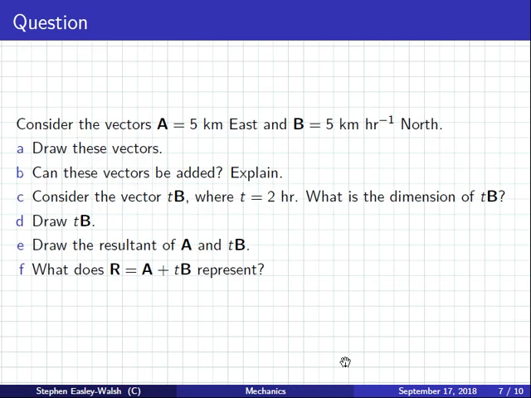So let's look at this one. I think before I do it, I want you to try it first, because I think you can do it. I believe in you. So I will do this one in 2 minutes, but I want to see if you can do it. So the first thing I want to do is to draw these vectors. Vector A is 5 kilometers east, and vector B is 5 kilometers per hour north. First, draw the two vectors. Let me see you draw them.